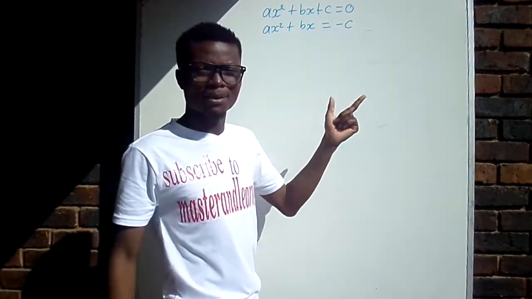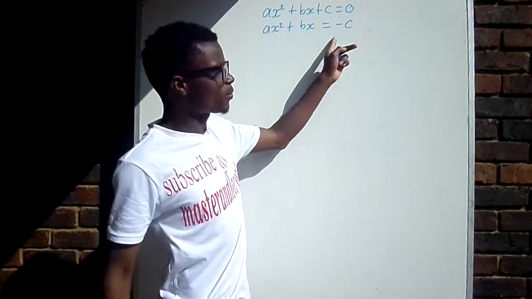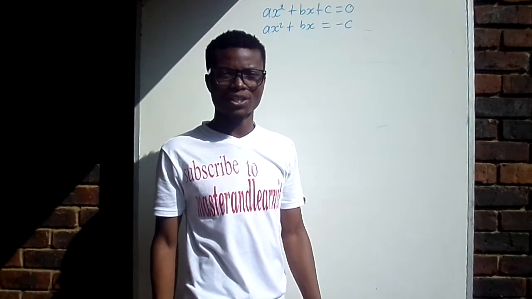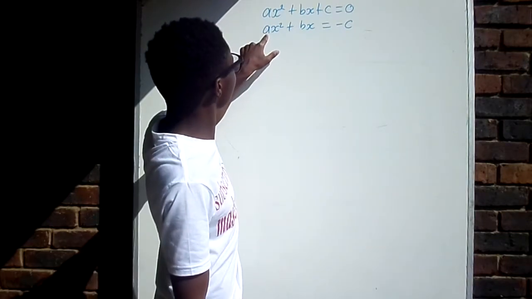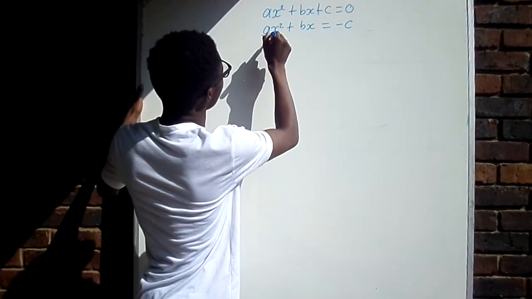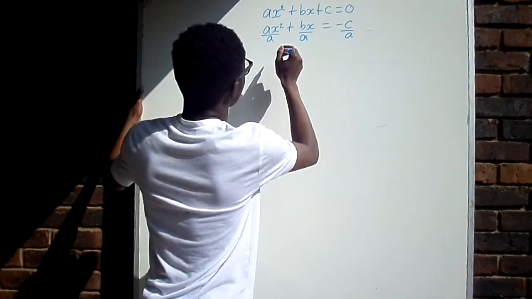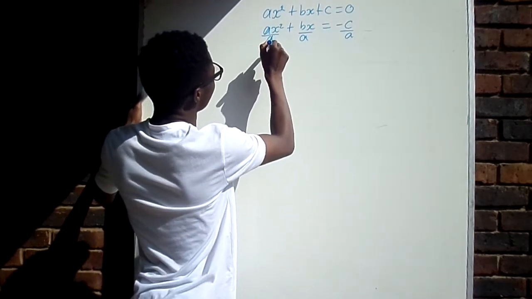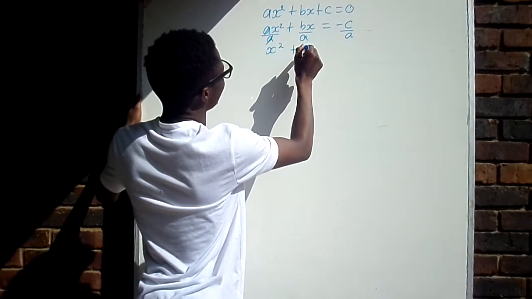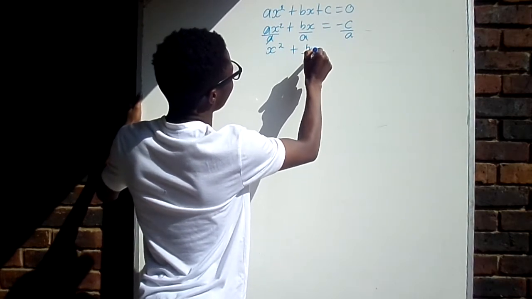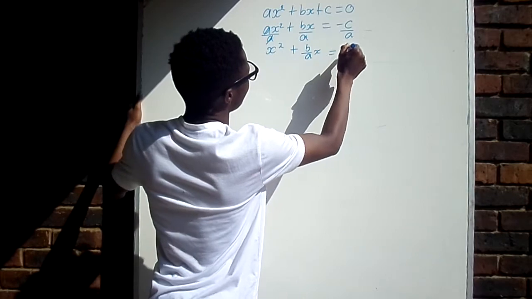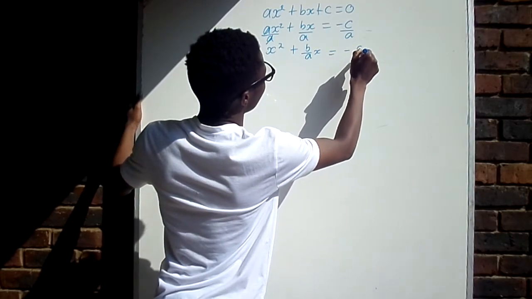The following step is to divide the entire equation by the leading coefficient, our leading coefficient being a. So I divide all the terms in the equation by the leading coefficient. A cancels a, we're left with x squared plus b over a x is equal to negative c all over a.